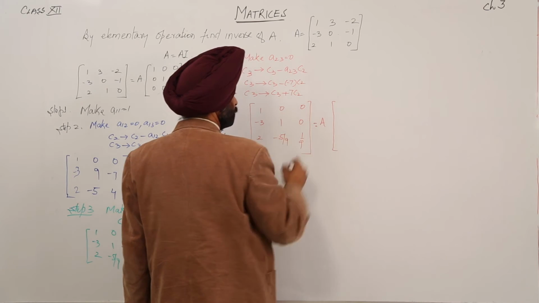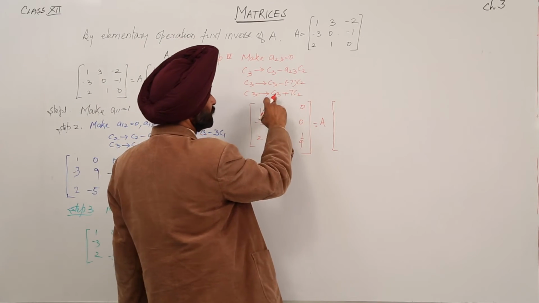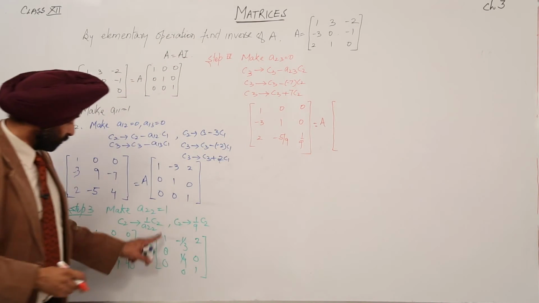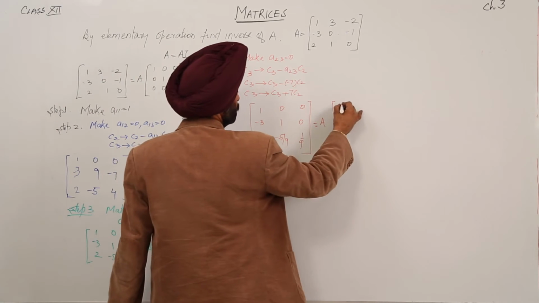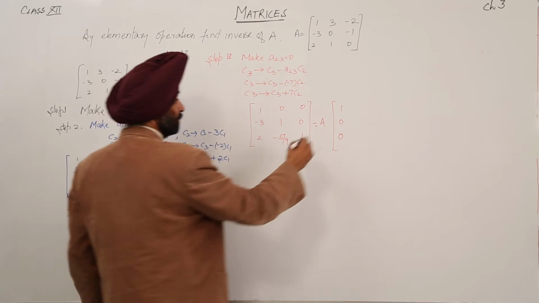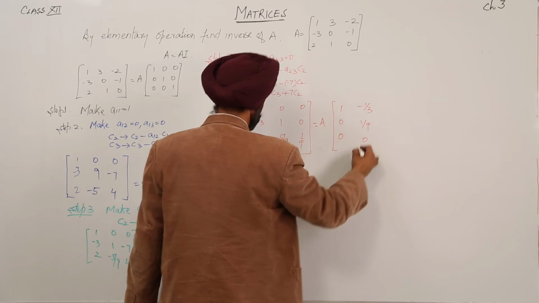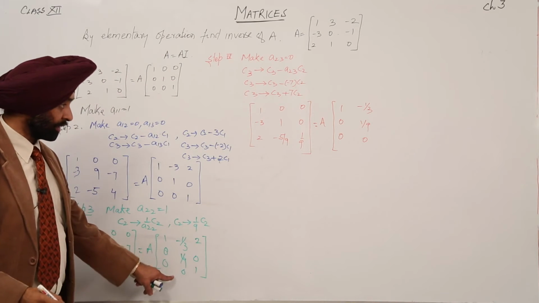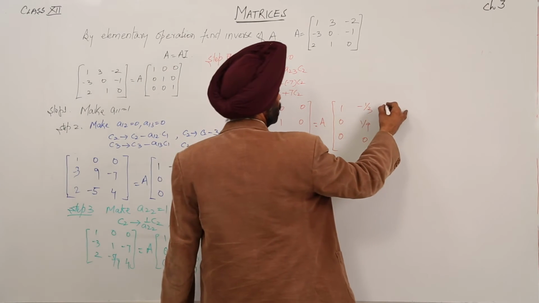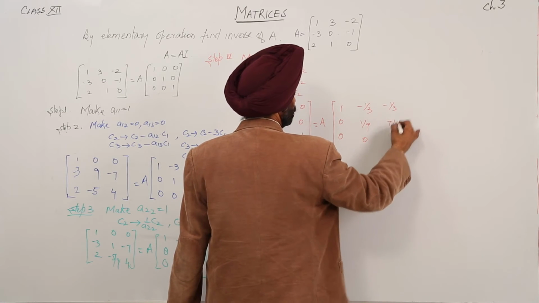For this part, we are having 2 minus 5, 1 by 9. We have to change C3. C3 will be 1 0 0 as it is. Then we are having minus 1 by 3, 1 by 9, 0, and this will become, after solving, minus 1 by 3, 7 by 9 and 1.